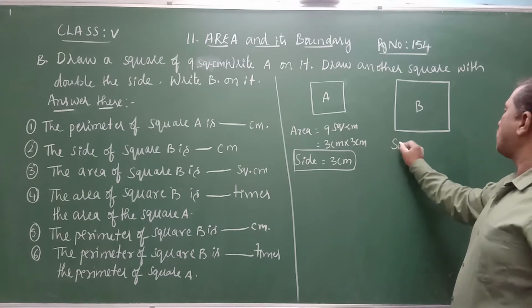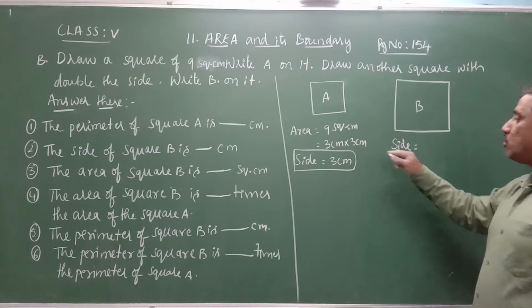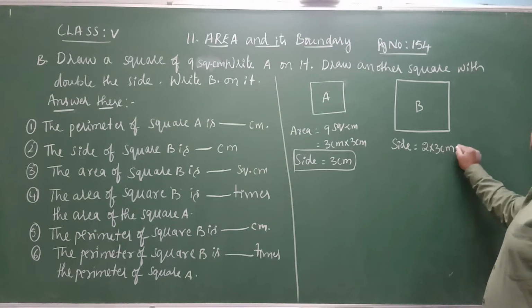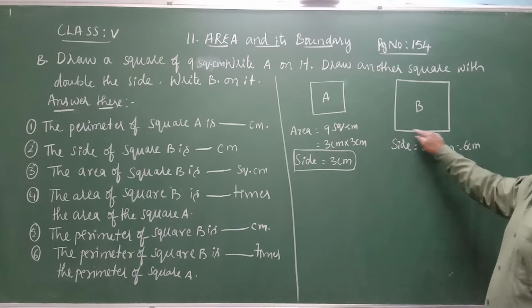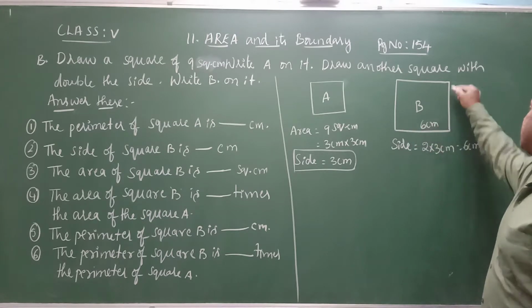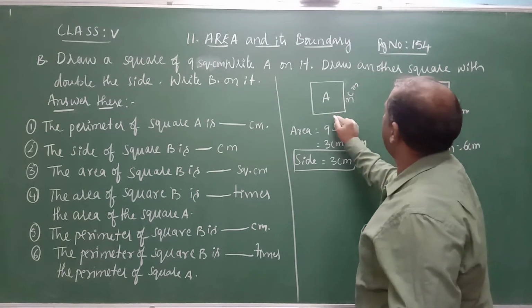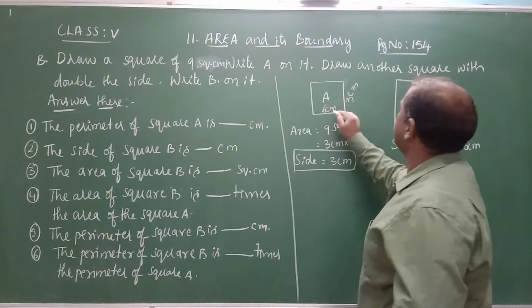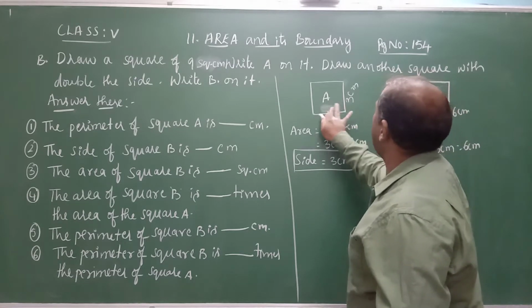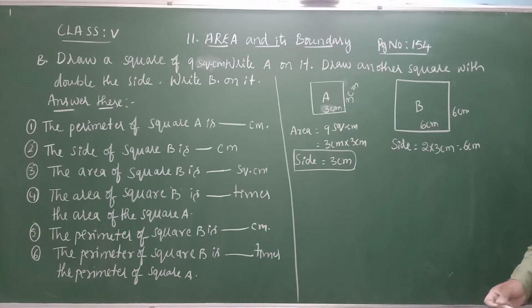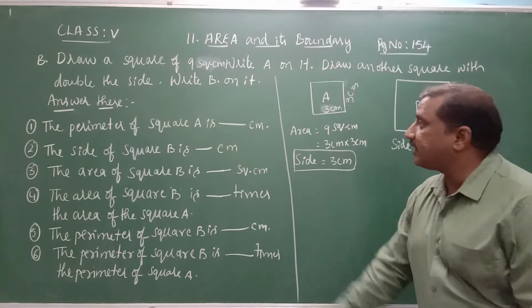And here, side is equal to what for square B? Double means 2 times. 2 into 3 centimeters is equal to 6 centimeters. This is 3 centimeters, and this is 6 centimeters. The 3 centimeters is the side of square A, and 6 centimeters is the side of square B. Write B on it. Yes, we write. We wrote B. Then answer these questions.